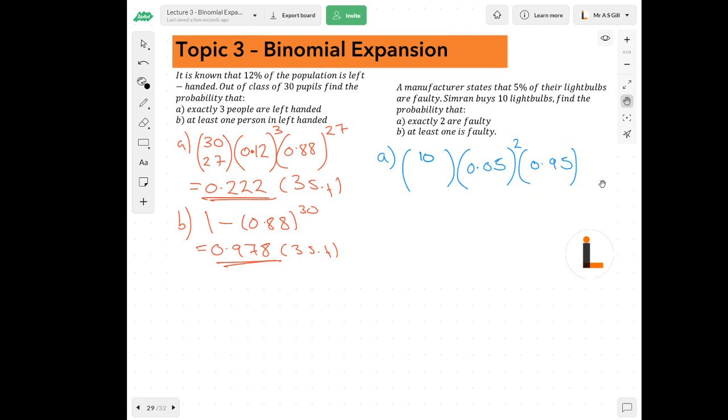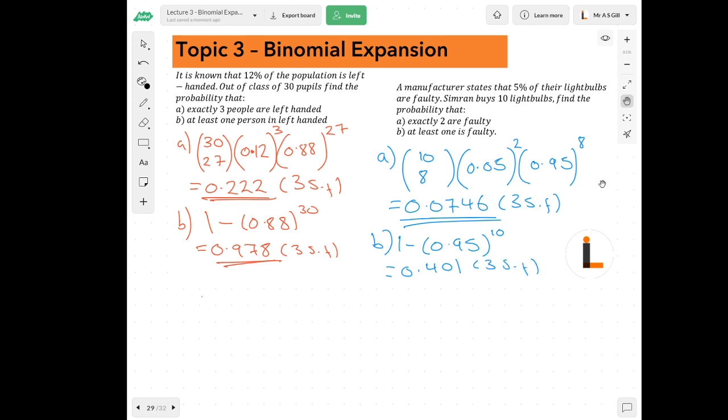So now I can go through and start filling in some other information. 0.95 to the power of 10, right? 1 minus the probability that all are working correctly to the power of how many there are. We should get an answer of 0.401 again to 3 significant figures. Okay.